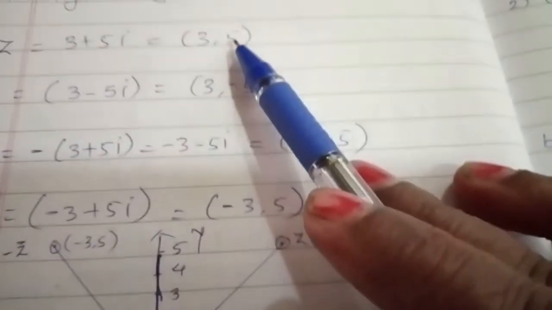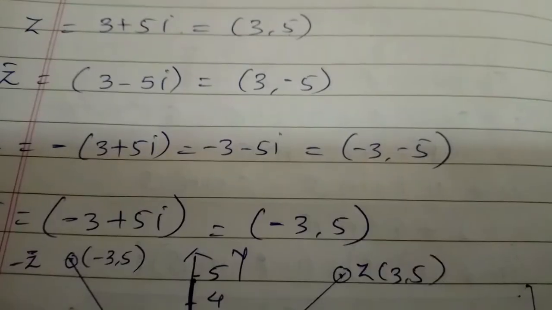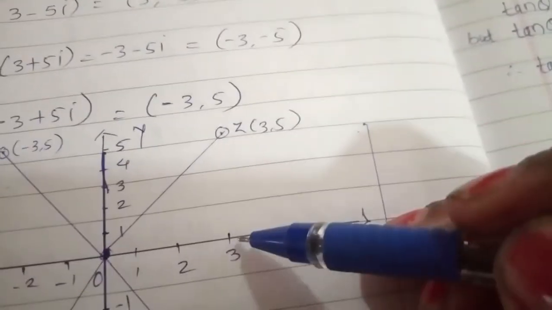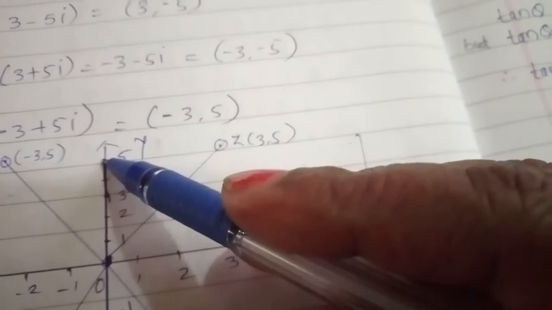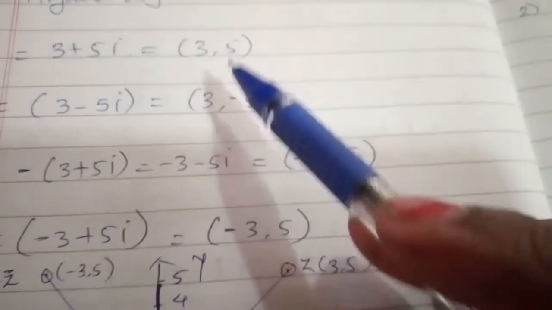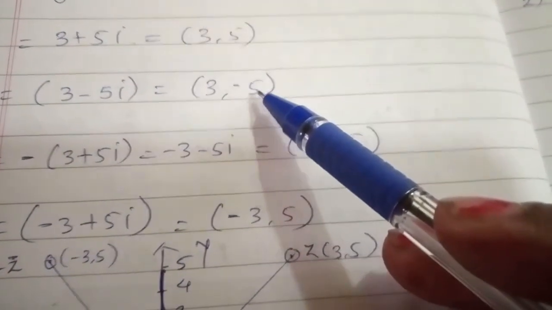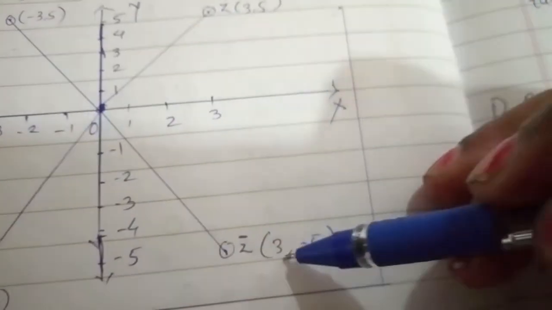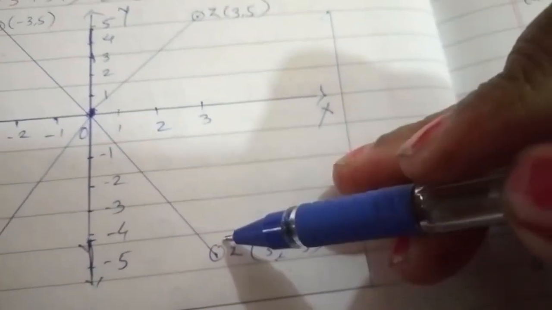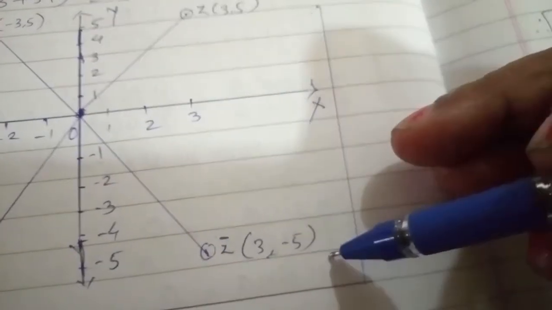The first number is 3, 5. Both coordinates are positive, so it lies in the first quadrant. This is 3 and this one is 5. So my first point is z, that is 3, 5. Now the second one is 3 and minus 5, so plus and minus 5. This point lies in the fourth quadrant. So this one is 3 and minus 5.